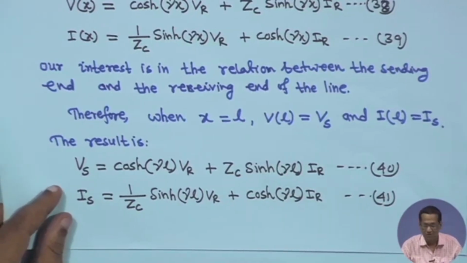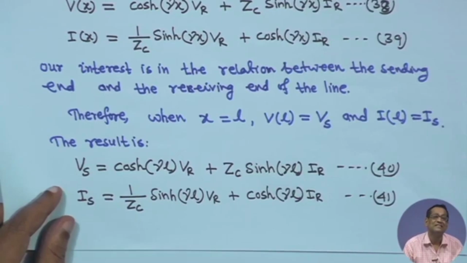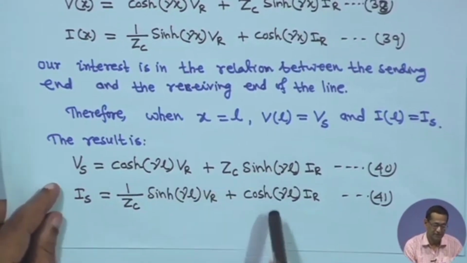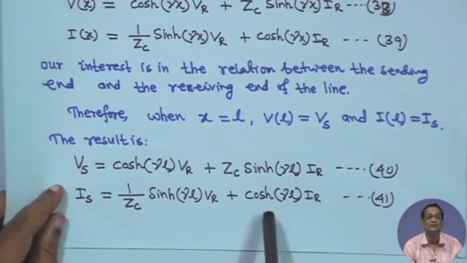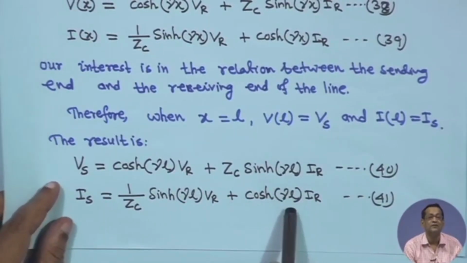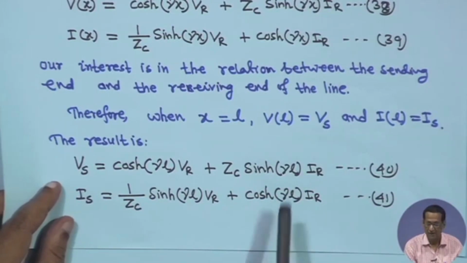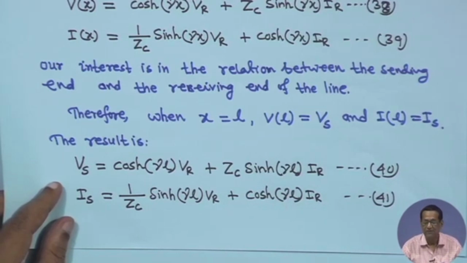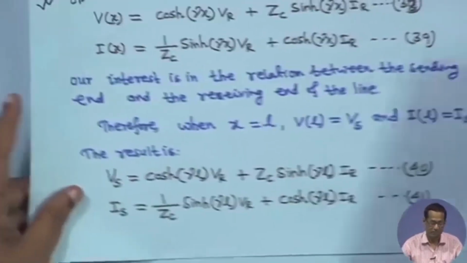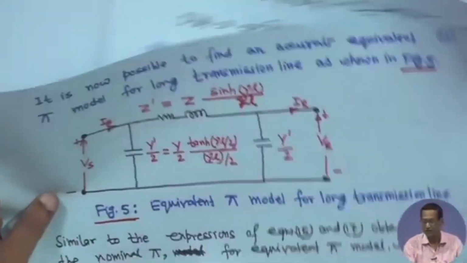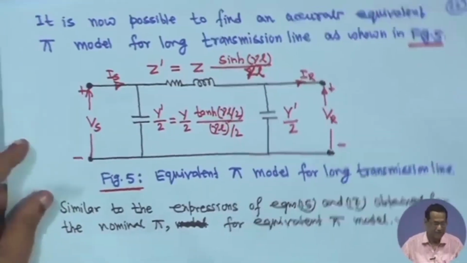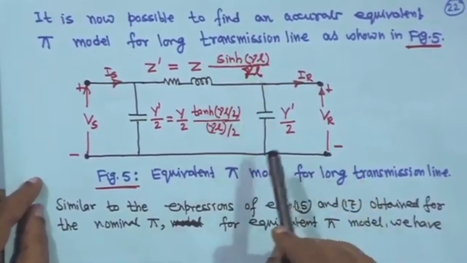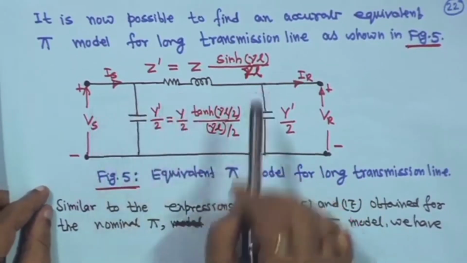Now, what we want is to represent this exact calculation of the ABCD parameters, with uniformly distributed parameters, in a pi representation. So, what will be the equivalent pi representation? Now, I will show you how to do it. So, this is the pi model, and how it comes I will tell you. So, this is your equivalent pi model.